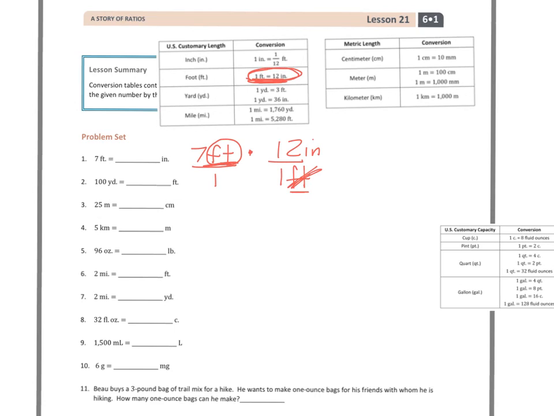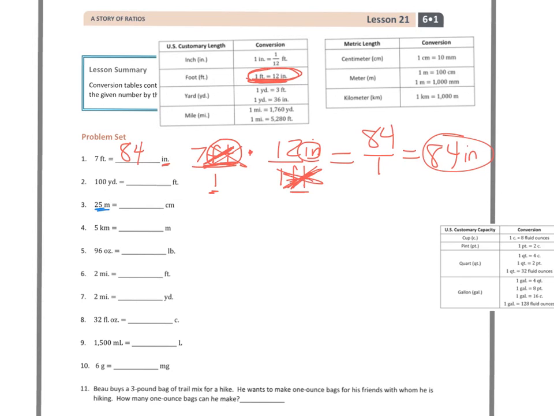This is so I can cross off my units. And the 1 here is just over 1. There's no unit with it. So now, all I have to do is multiply across. I have 7 times 12, which is 84. And 1 times 1 is 1, so I get 84. And when I'm looking for my units, I know that they're inches because it's right over here in my problem. But also I know it because I crossed off feet, and I'm left with inches. So the units that they're giving us in the problem are going to help me with my setup for this one.